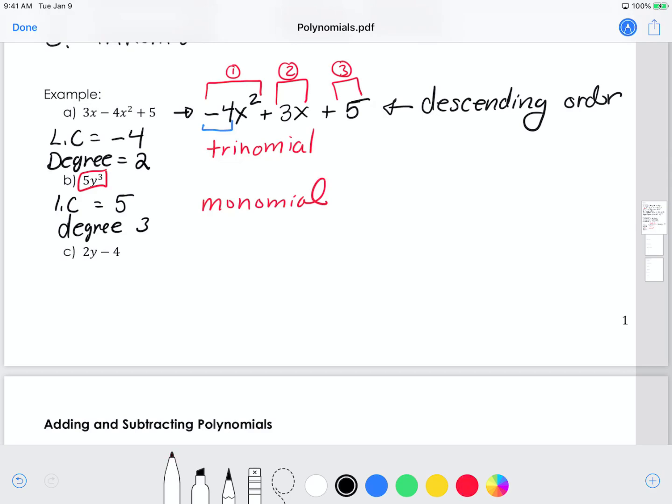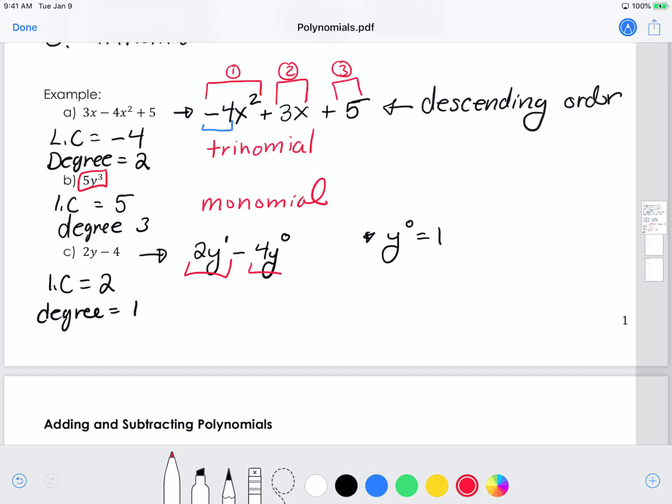And in example C, this is already in descending order because I have 2y. Even though we don't write it in there, we know it's 2y to the power of 1 minus 4. Even though we don't write our exponent in there for y in the last term, we can actually rewrite it as y to the 0 power because, remember, y to the 0 is equal to 1. So my leading coefficient here is 2, and my degree is 1. And because this has 2 terms, this is considered a binomial.